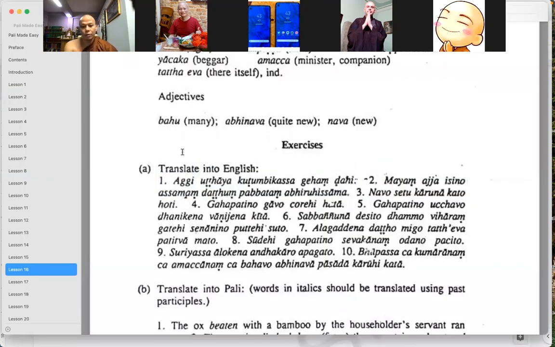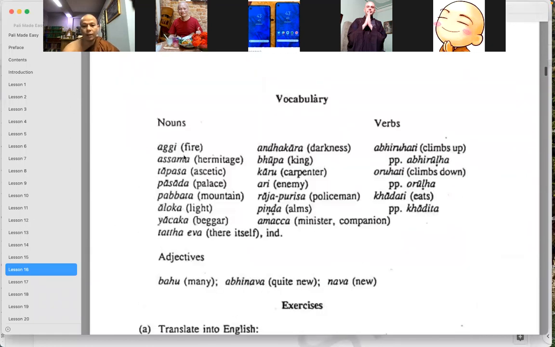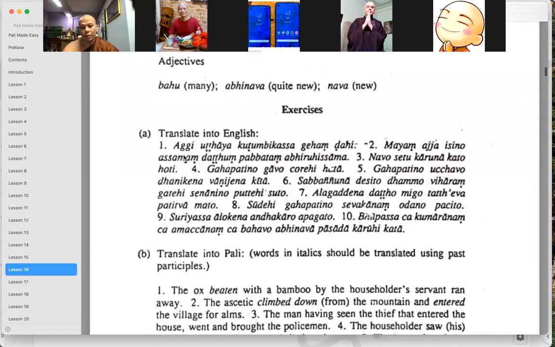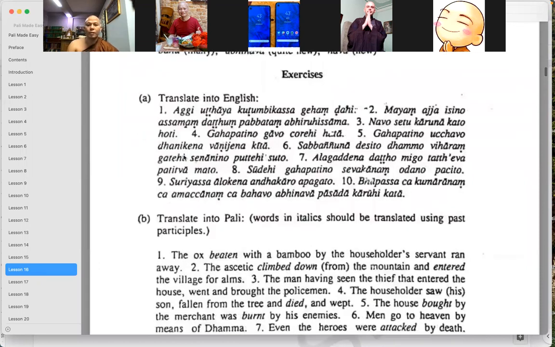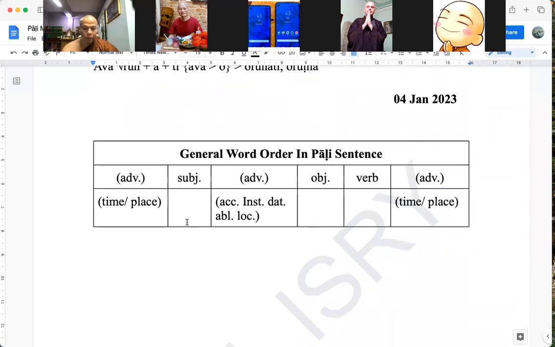Today we will do the exercise of lesson 16. But before doing the exercise, we need to know one thing: the sentence structure in Pali. So, the basic sentence structure in Pali. In Pali, what order is the sentence in, generally?